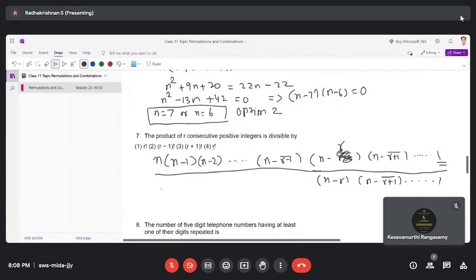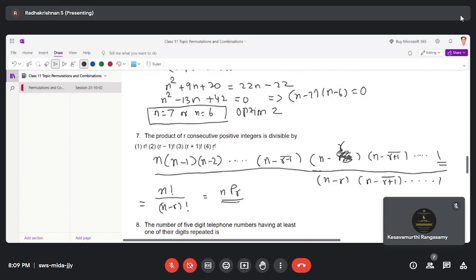What is that? The numerator, now because I added these numbers, this has simply become n minus r factorial. So you have got the formula for nPr. Whatever product of r consecutive positive integers, if you write it in this form starting with n, this is simply nPr.